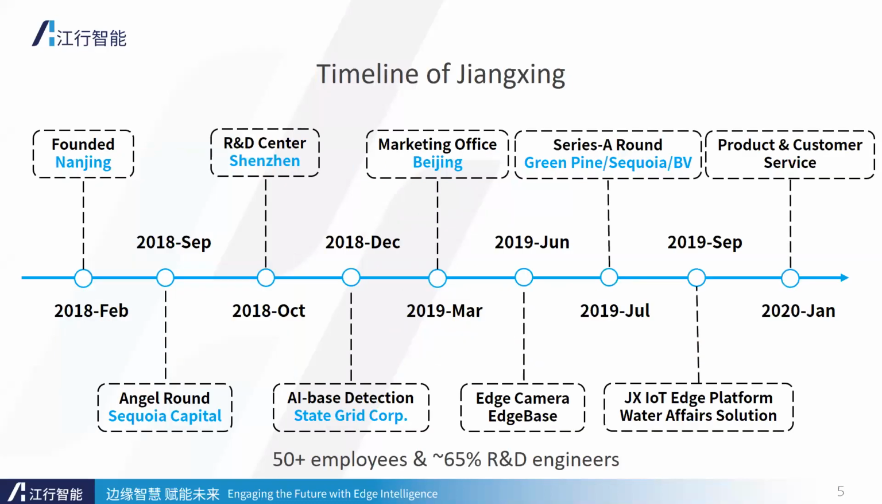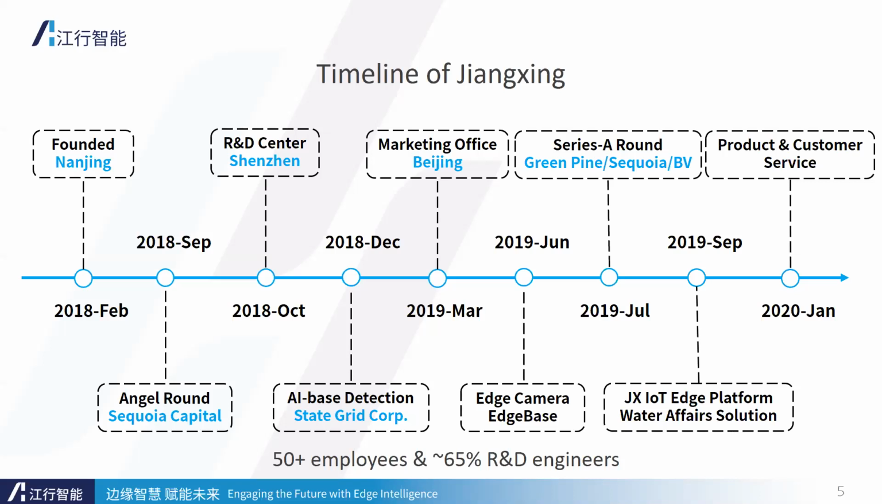Jiangxing Intelligence was founded in Nanjing in February 2018. Later, we received the angel round investment from Sequoia Capital. In October 2018, we established the Research and Development Center in Shenzhen. We chose Shenzhen as the center location because Shenzhen has good software and hardware development conditions. At the end of that year, we developed AI-based detection algorithms. We also used this algorithm in the products of State Grid Corporation.